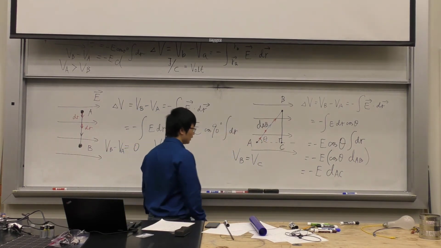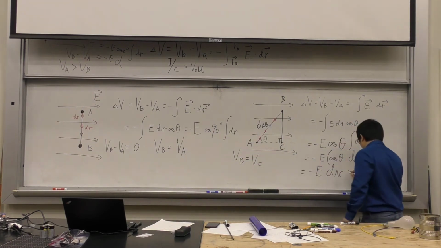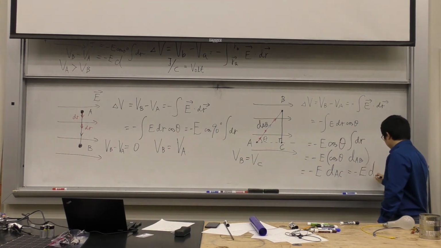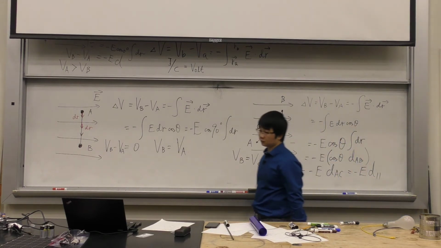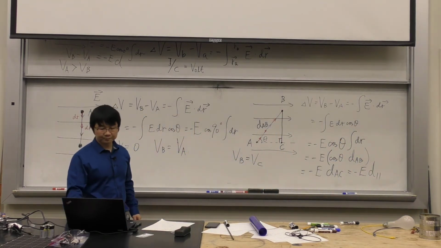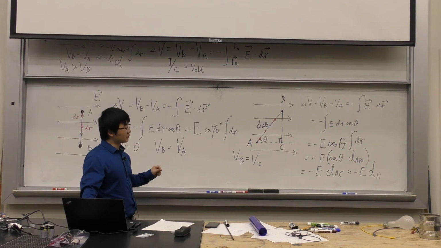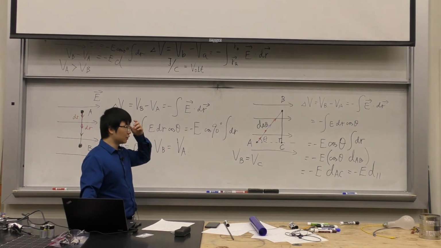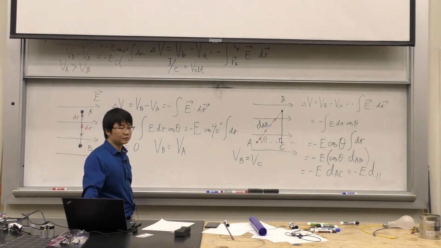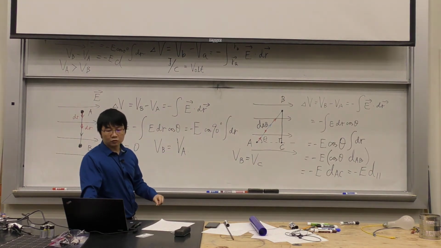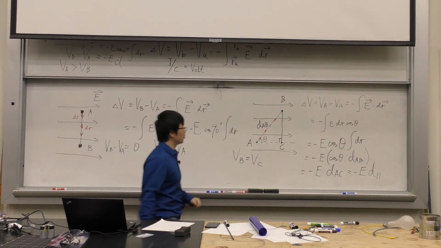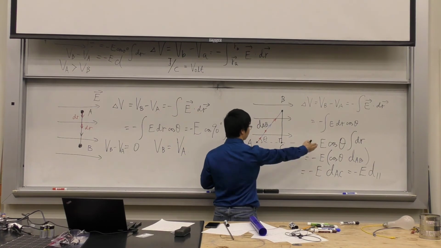So now we're going to use a different notation here. I'm going to call this distance the parallel distance. I'm going to draw two vertical lines there. So the conclusion is this. If the displacement between A and B makes an angle theta with the electric field lines, you can still do negative E times D. But now this D is the distance between A and B, projected onto the direction of the electric field, right? So imagine this is the X direction.